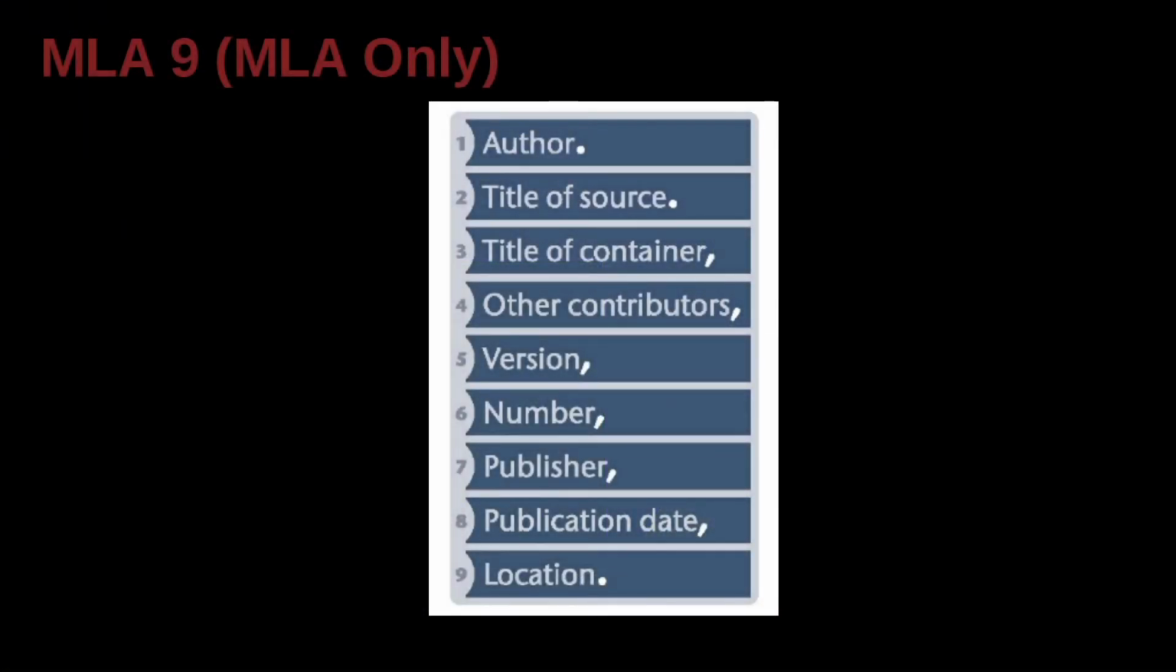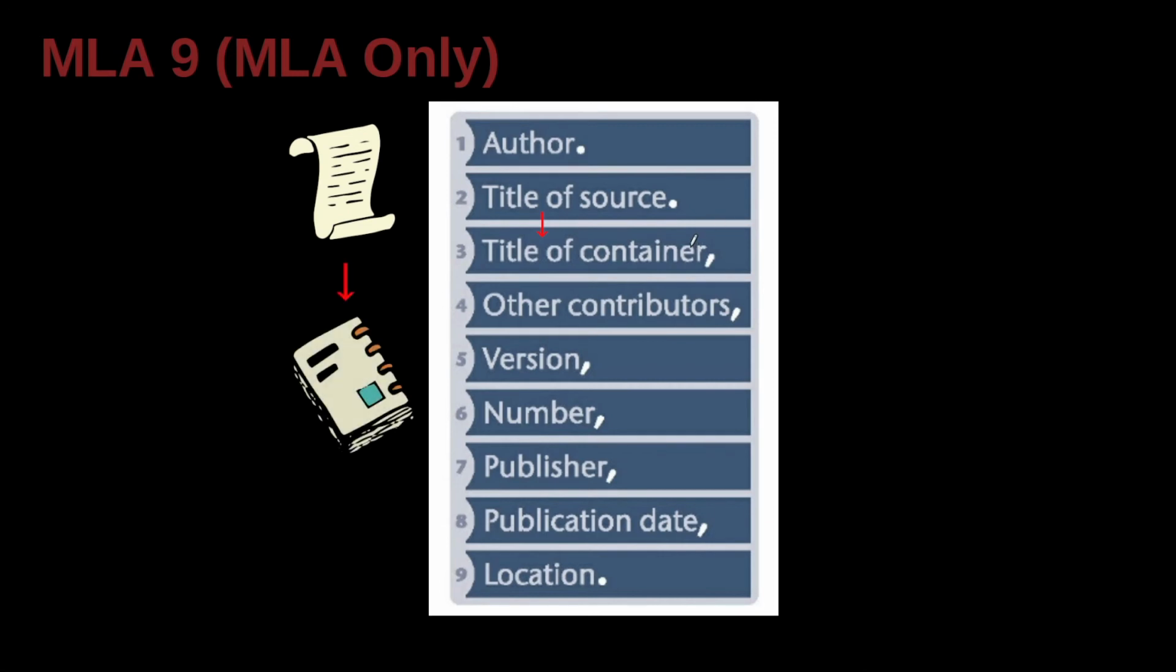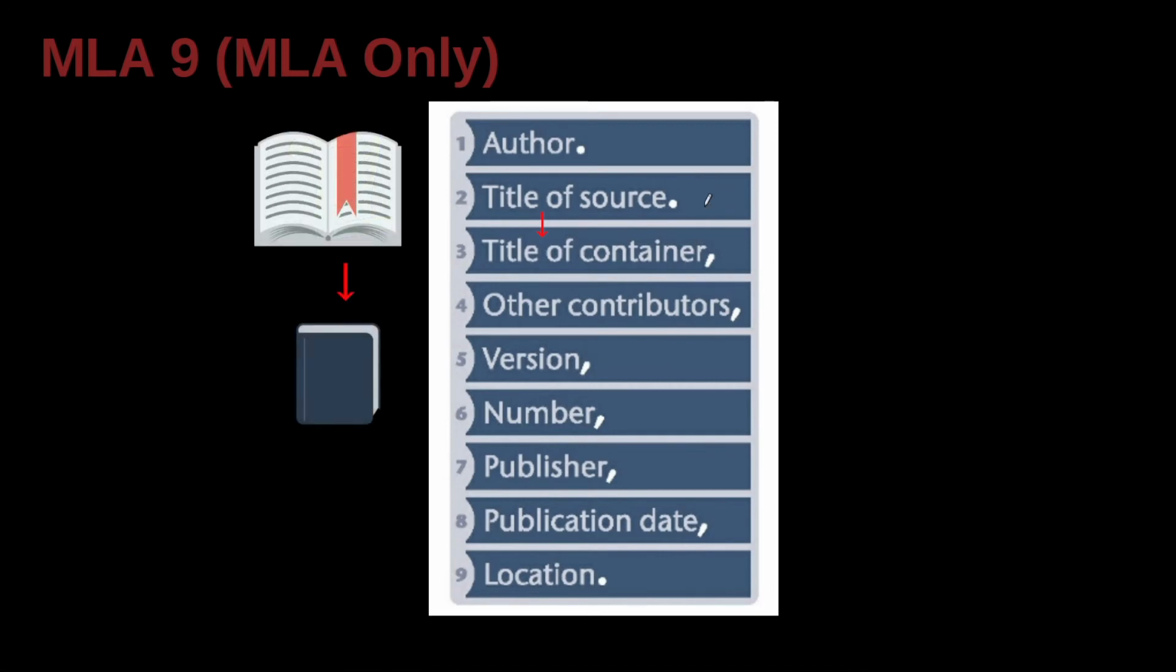Well, we've got these general rules. Author, after author you have a period. Title of the source and a period. That source may be inside another container, such as a journal article inside a journal. Or how about a chapter inside a book? So after this period here, then we have the container.